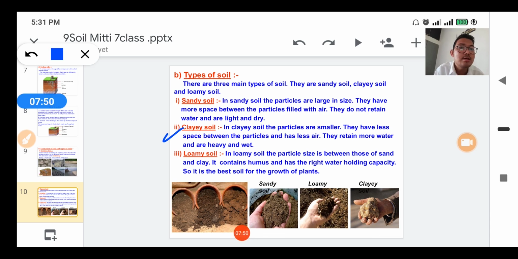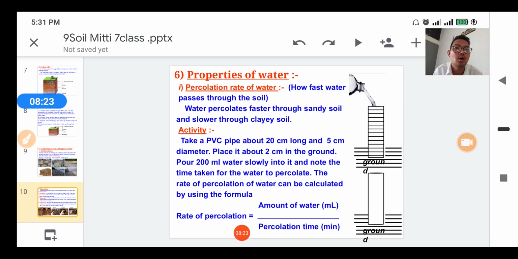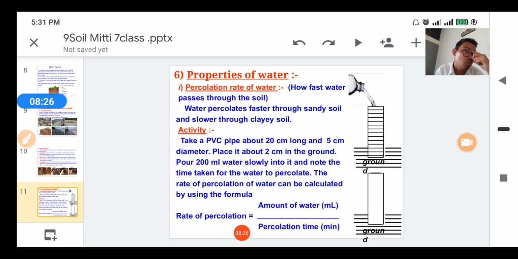Clay soil: here the particle size is smaller, they have lesser space between the particles and less air, they retain more water and are heavy and wet. Next is loamy soil. In loamy soil, the particle size is between those of sand and clay. It contains humus, it has the right water holding capacity, so it is the best soil for the growth of plants.